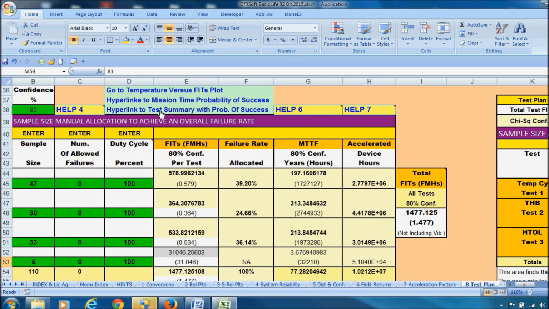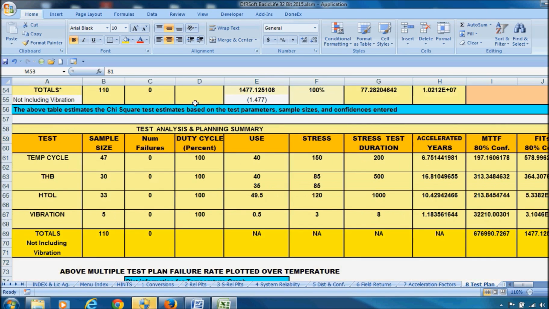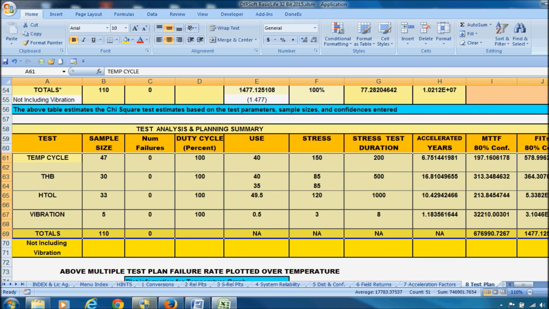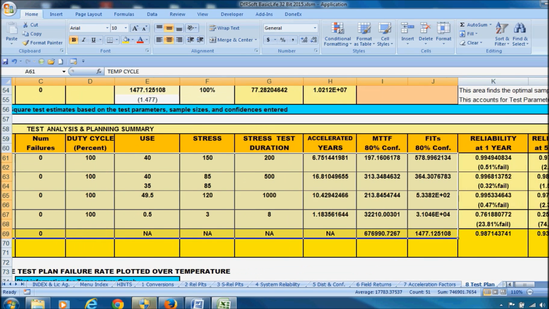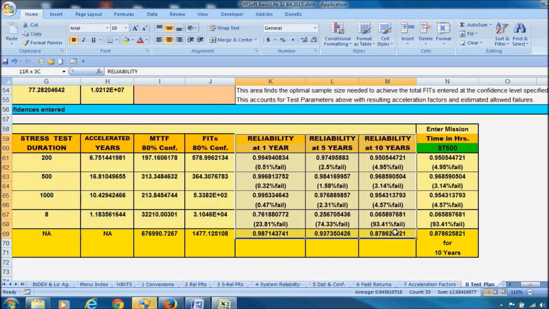The test summary is provided just below this area, so you can see the test summary, and if you're interested, it gives you all the test summaries and the stress conditions. Also, it gives you the reliability, so if you want to plan for probability of mission success, the roll-up is right here for 1, 5, and 10 years, or you can put in any time that you want for the mission success that you're interested in, and it gives you that.